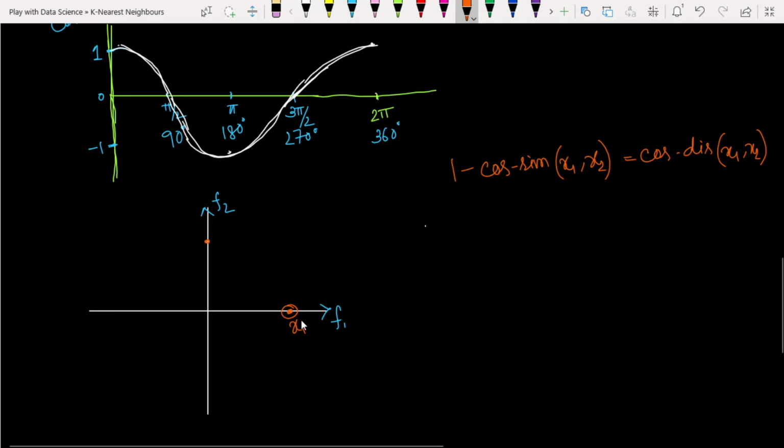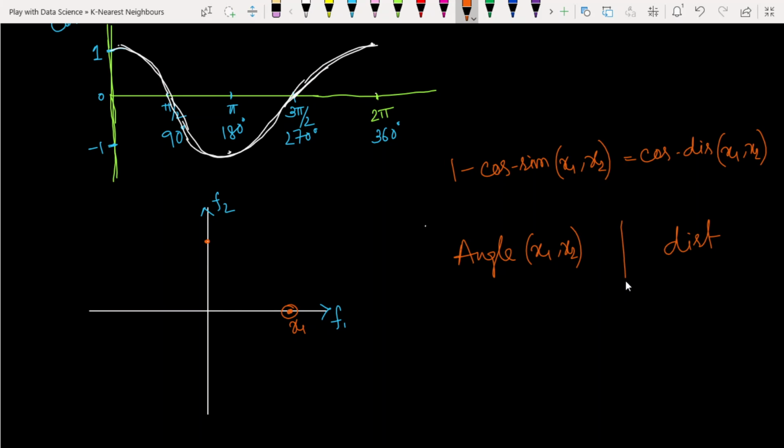Suppose our x1 is fixed here. Now we are simply moving the x2 along the whole plane. I am just deriving the angle between x1 and x2, then we simply find its distance.